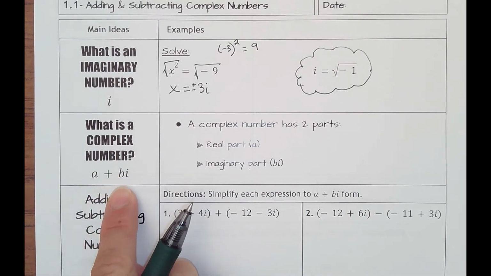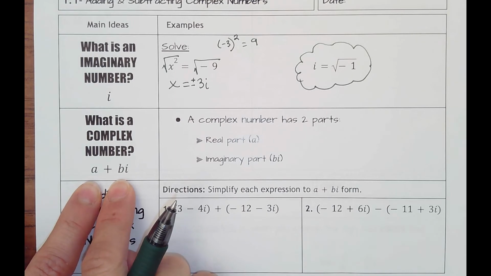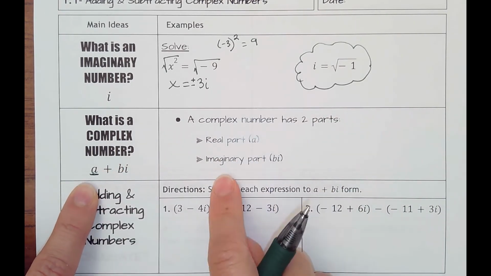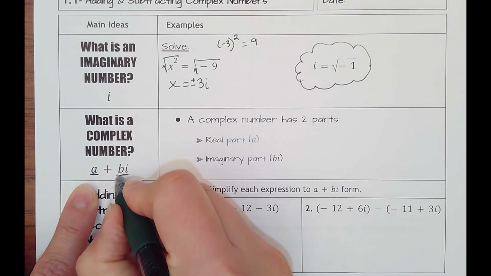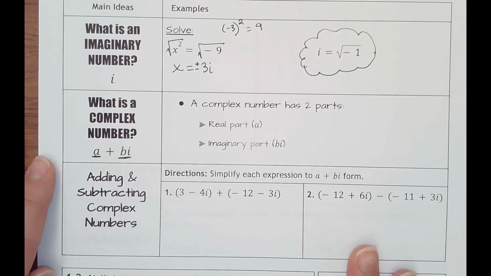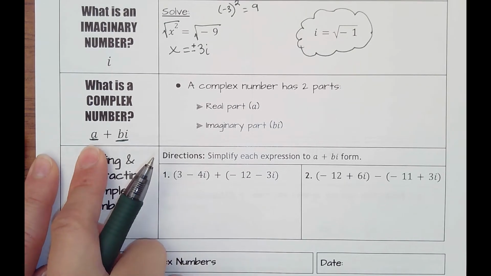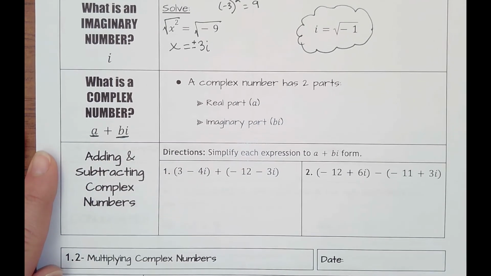A complex number is a binomial or consists of two terms. It's going to have a real part, which is the a value, and it's going to have an imaginary part, which is the something i, the bi part. And it needs to go in this order. That's important too, it needs to go real part, then plus or minus the imaginary part.